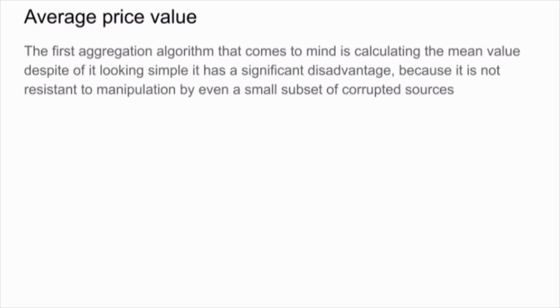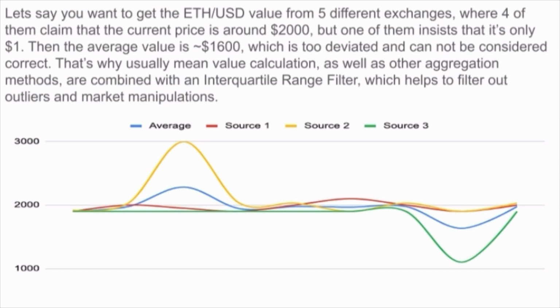Now let's see the first model here, which is average price value, and the first aggregation algorithm that comes to our mind is calculating the mean value. Despite it looking simple, it has significant disadvantages because it is not resistant to manipulation by even a small subset of corrupted sources. Let's say you want to get the ETH USD value from 5 different exchanges, where 4 of them claim that the current price is around $2,000, but one of them insists that it's only $1. Then the average value is $1,600, which is too deviated and cannot be considered correct.